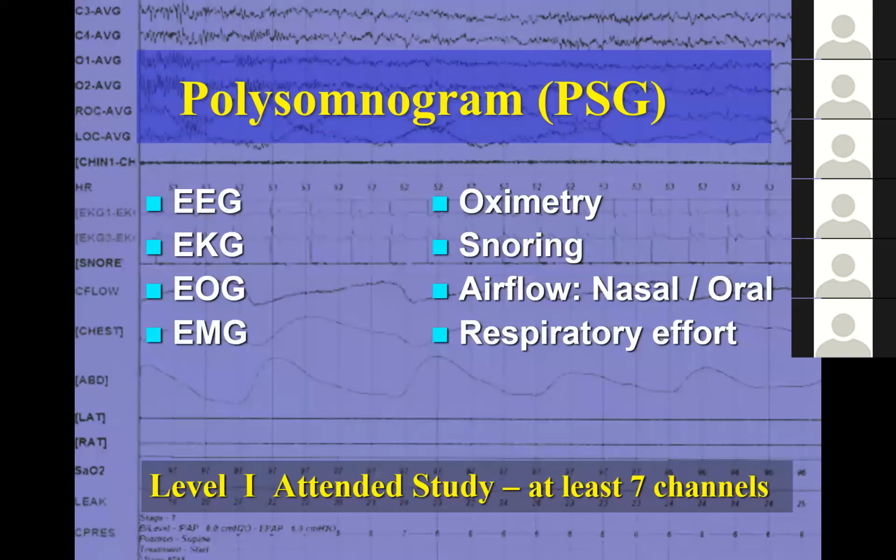EOG is electrooculography. It looks at eye movements because eye movements are necessary to diagnose REM sleep. EMG, the chin EMG: during REM sleep, tone goes away. You have no muscle tone to speak of, because if you did, you'd be getting up and acting out your dreams, and that would be dangerous. So when you have EMG, it also looks on the lower legs for tibial muscle movements.